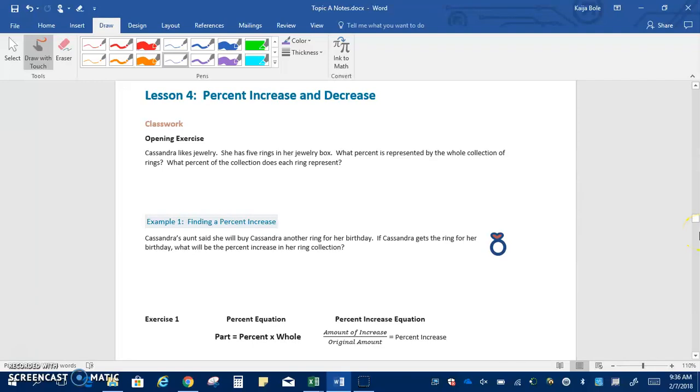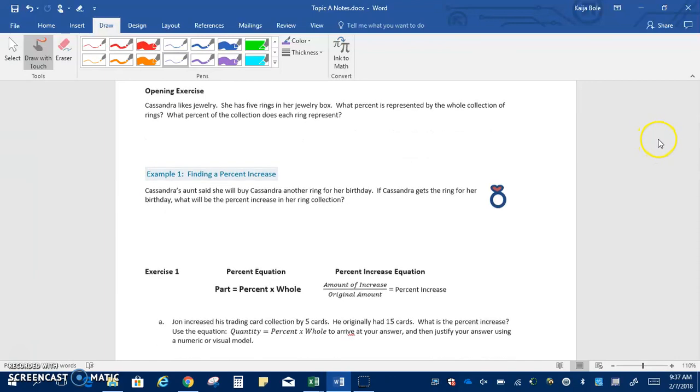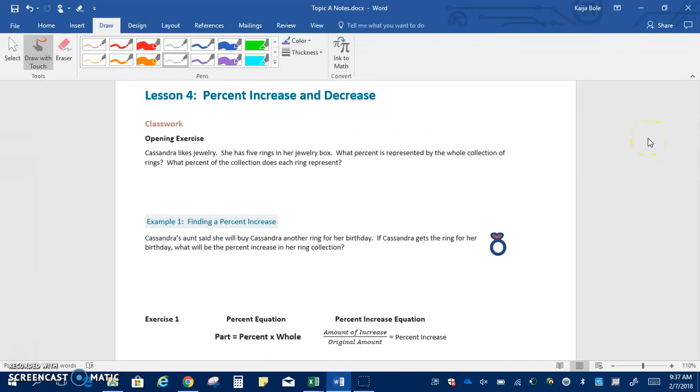Alright, so here we are on lesson 4, percent increase and decrease. So this is probably, I think, one of the most applicable things you can learn about percents, because even when you go to the store, you always think about how prices increase and decrease, or what sales do, and things like that. So, in the opening exercise, it says, Cassandra likes jewelry.